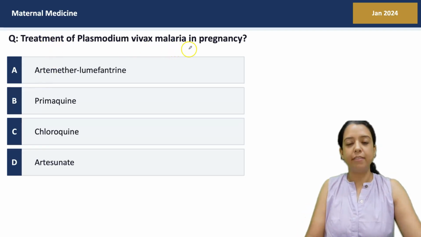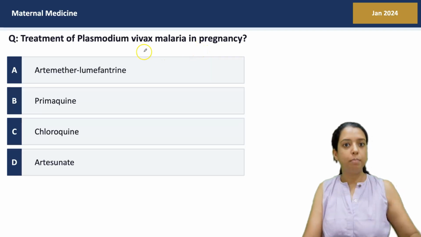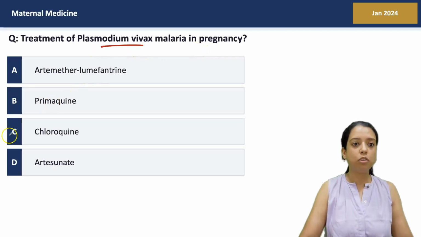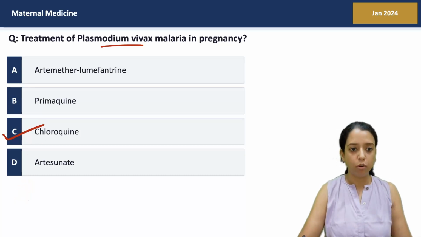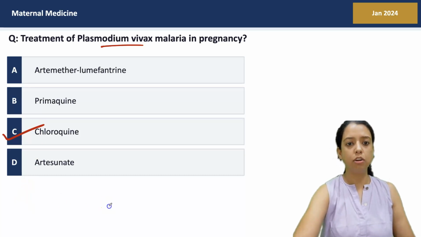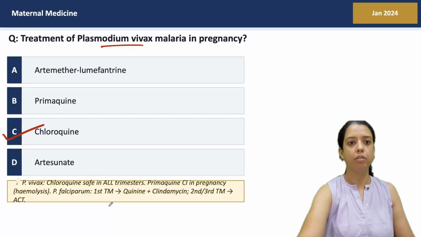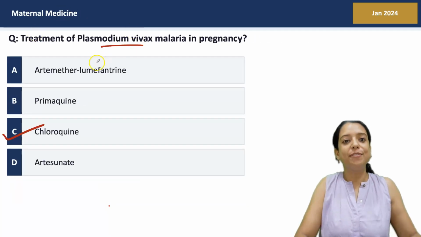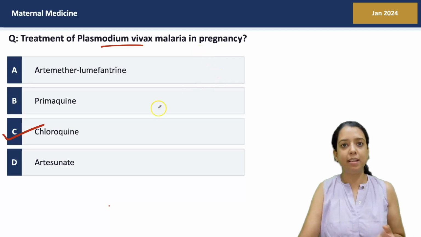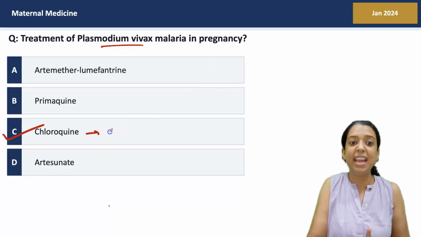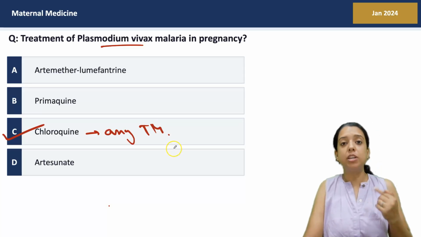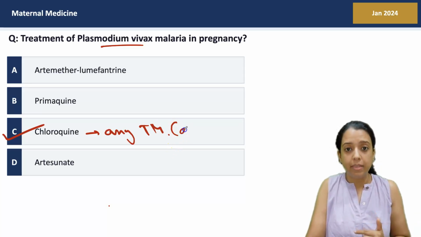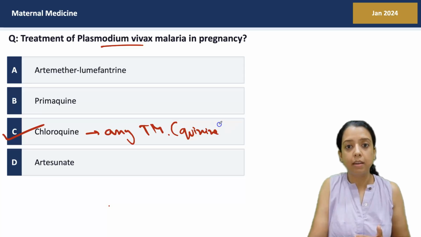Treatment of Plasmodium vivax malaria in pregnancy. Plasmodium vivax treatment is chloroquine. Chloroquine is the treatment for vivax plasmodium. So a little bit of discussion here also. For vivax malaria, these are chloroquine sensitive. Treatment of choice is chloroquine in any trimester. In all the trimesters, chloroquine can be given. If the patient is chloroquine resistant, then you give quinine.